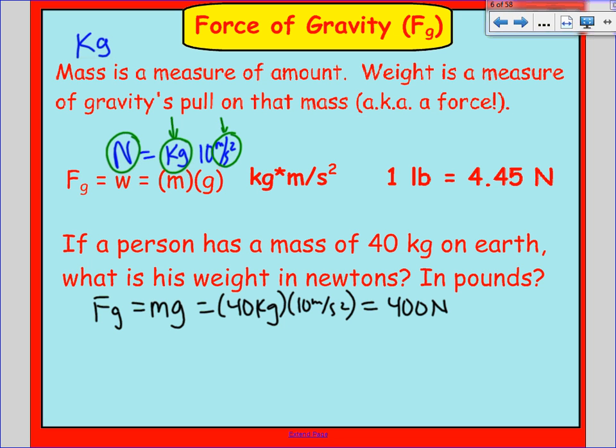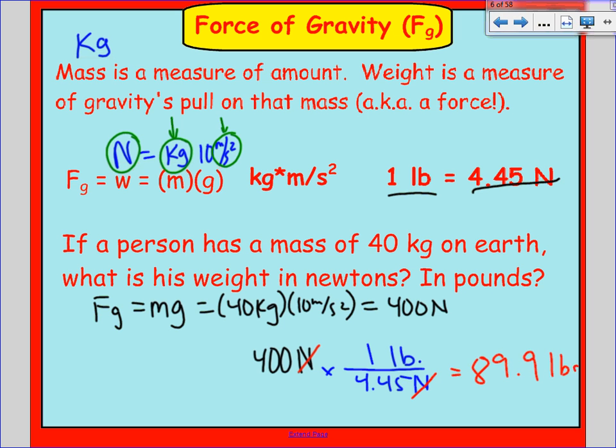Well, remember, there's always more newtons than there are in a pound, so you should have fewer pounds than newtons. I'm going to take my 400 newtons and set up a conversion. I know that there are 4.45 newtons for every 1 pound. Notice my newtons cancel out, and if I take 400 divided by 4.45, I'm going to end up getting my answer of approximately 89.9 pounds.